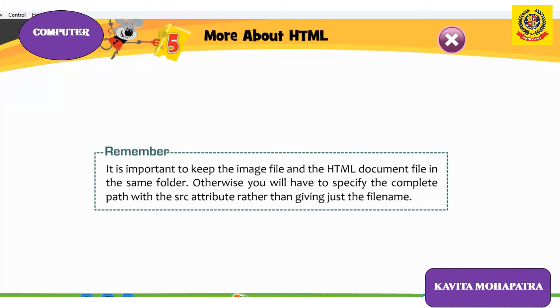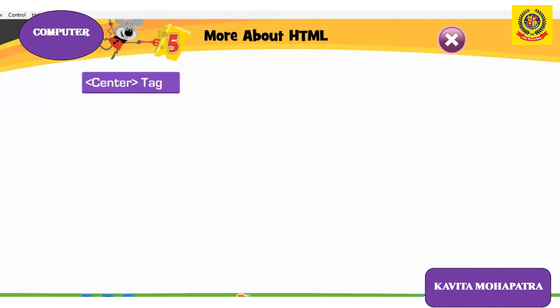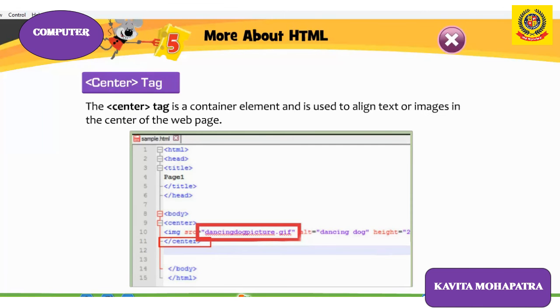Then you can see the height and width of the image appear on the web page. So it is important to keep the image file and the HTML document file in the same folder. Otherwise you will have to specify the complete path with the source attribute rather than giving just the file name. So the image file and HTML document file, both you have to keep in the same place.